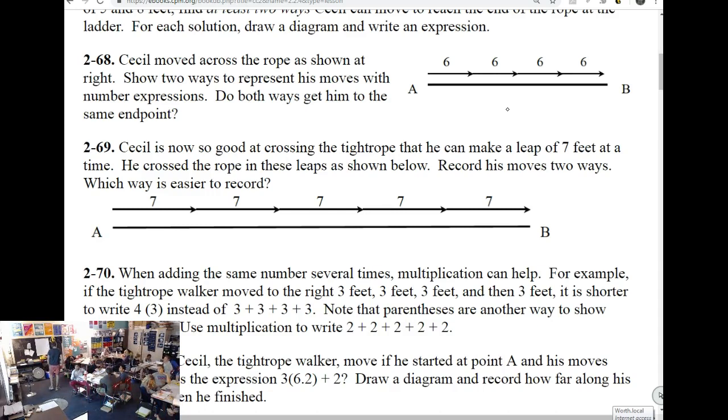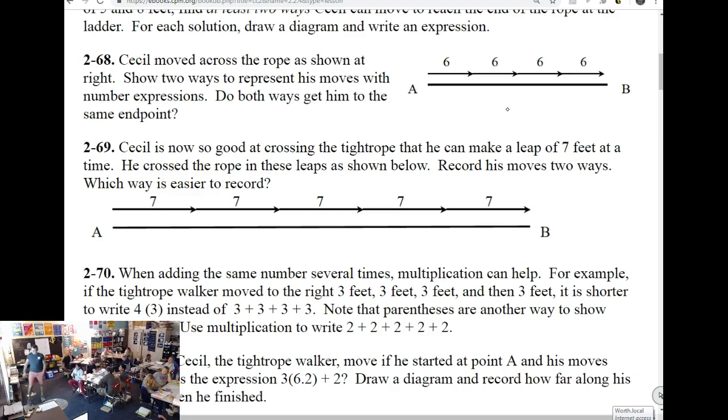Of course you move on to 70, right? You're stuck on 68? Yeah, I don't understand. So, what does he do? Explain to me what he does. He does 6 4 times. Yeah, it's 24. You're not confused.